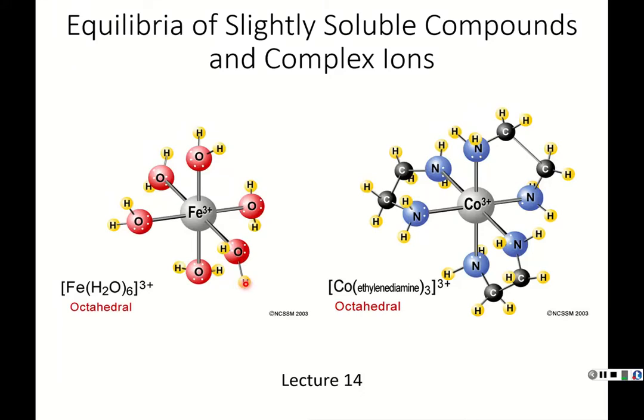In this lecture, we'll be continuing our coverage on slightly soluble compounds, the equilibria of those. And we'll also be talking a little bit about complex ions. Complex ions are typically metal ions that are surrounded and coordinated by other molecules. We'll just briefly touch on these in this class, in this quarter, but you'll see more of these when you take chemistry of the elements in the spring.